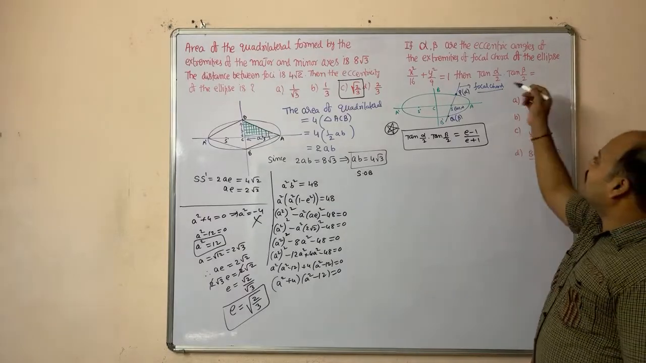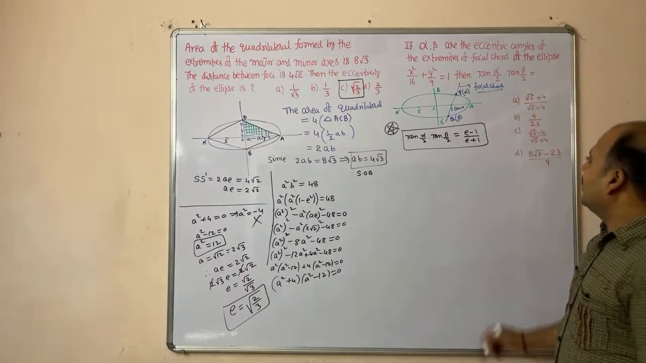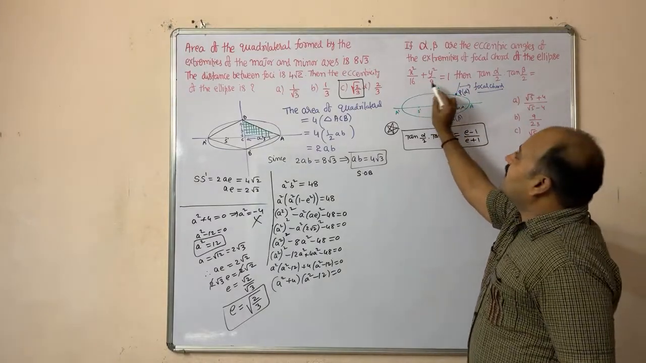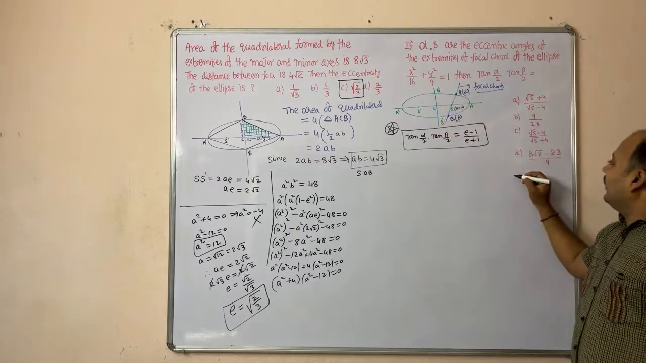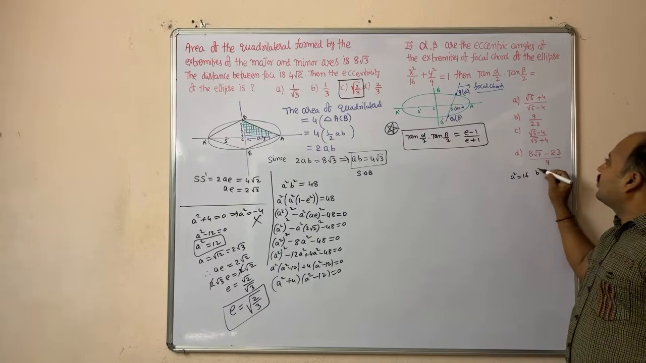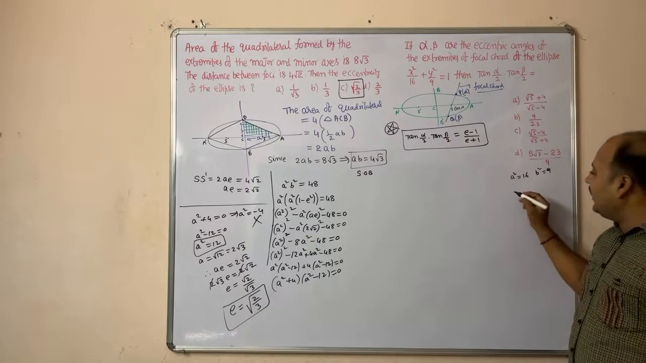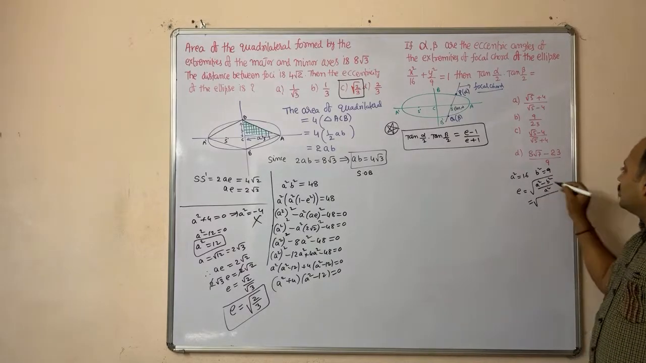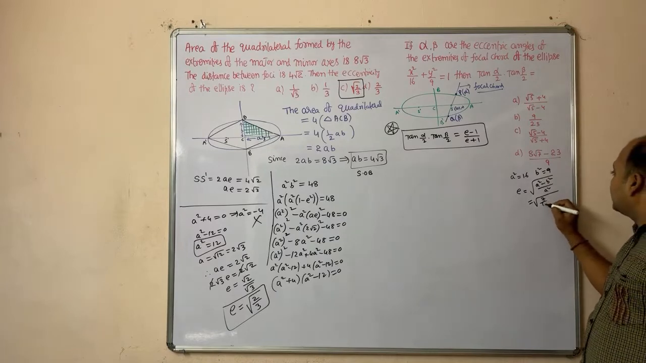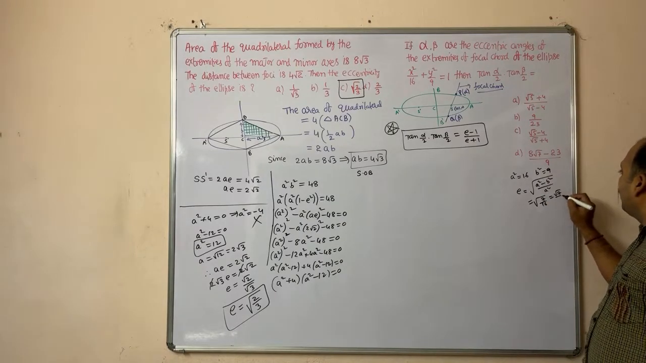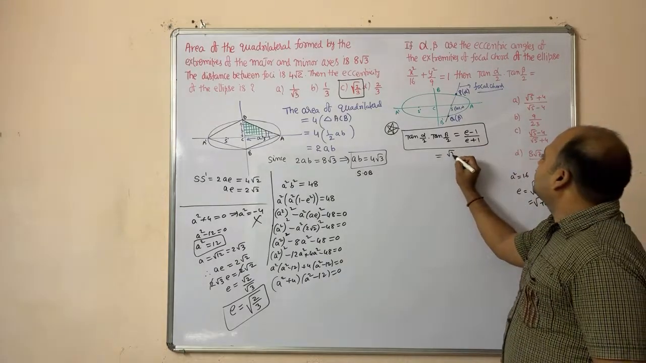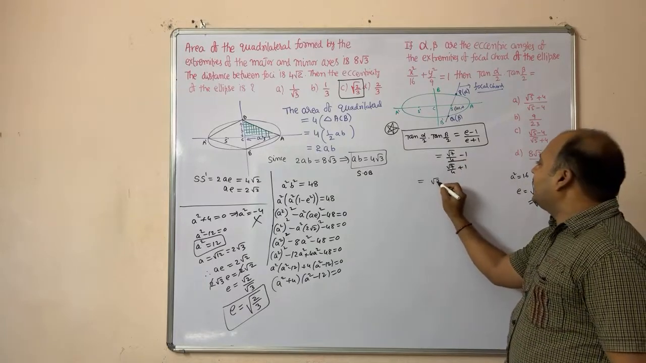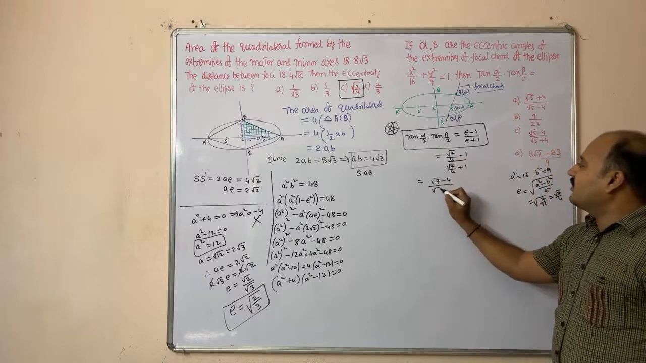Keep in mind, whenever it is a focal chord of the ellipse whose extremities are alpha and beta eccentric angles. So we need to calculate the eccentricity for the given equation of the ellipse. A square is equal to 16, B square is equal to 9. Obviously A is greater than B. Eccentricity E is equal to root over A square minus B square by A square. So 16 minus 9 is 7 by 16, so it comes root 7 by 4. Substitute in this: root 7 by 4 minus 1 divided by root 7 by 4 plus 1. After taking LCM, it comes as root 7 minus 4 by root 7 plus 4.